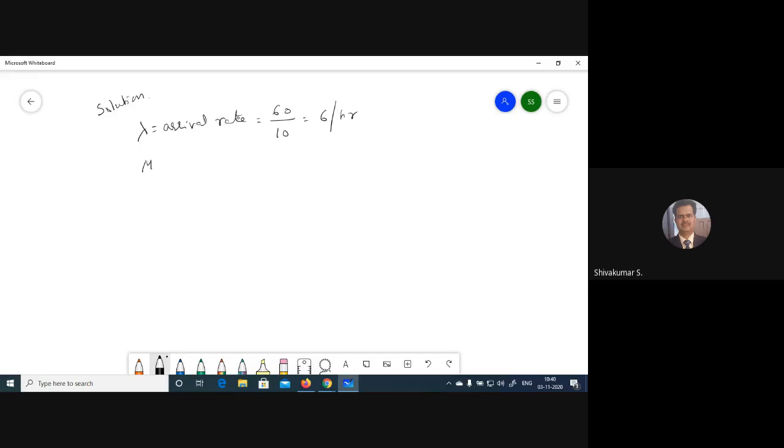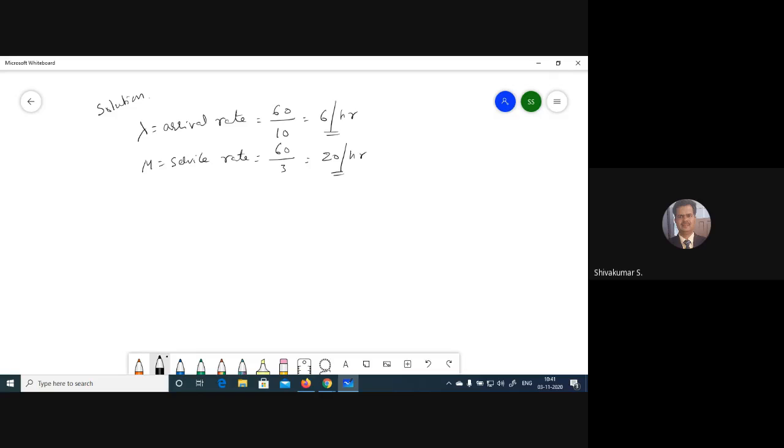Next, similarly, mu, that is the service rate. You can say there is a 3 minute average service, so taking 60 minutes divided by 3, you are going to get 20. 20 customers can be served per hour. Why are you going to do this? Because basically we need to find the arrival rate and the service rate. So first question.